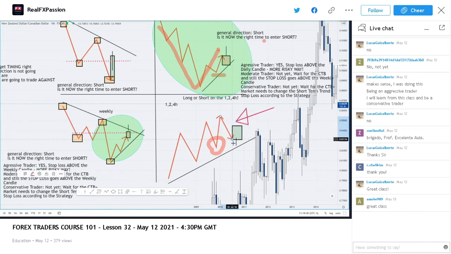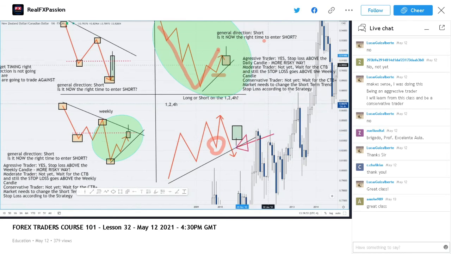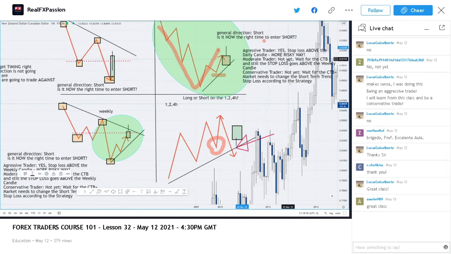And as 29 said, well, but the market broke support. If this is a risky trade from the daily, why would you enter in the 1 hour, 2 hour, 4 hour chart? Is that simple? So the moderate trader, not yet, wait for the counter trendline break. The moderate trader is going to wait for the market to at least, and there is no right or wrong, at least break a counter trendline, right?